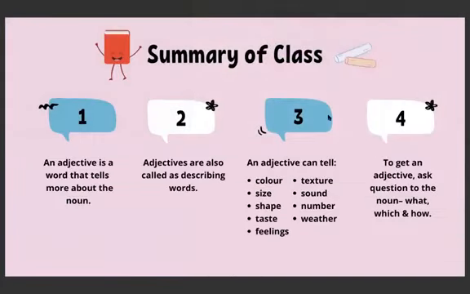Now summary of the class. Let's have a quick recap. An adjective is a word that tells more about the noun. An adjective is a word that tells more about the noun, the word that gives more information. Okay, that is an adjective. Adjectives are also called describing words, as they are describing nouns. Okay.